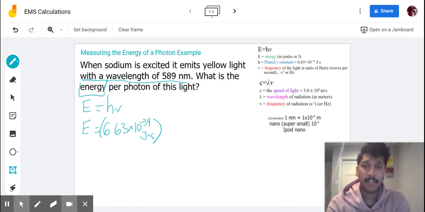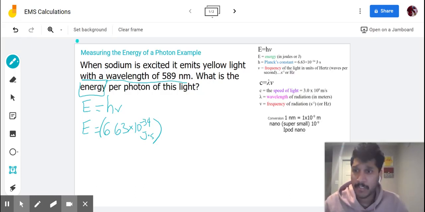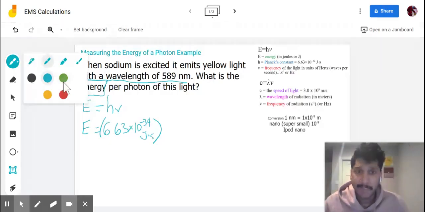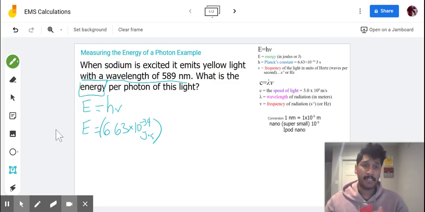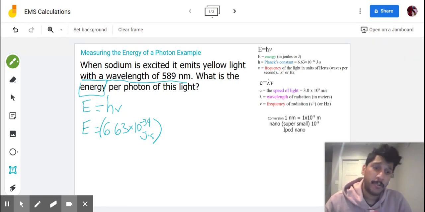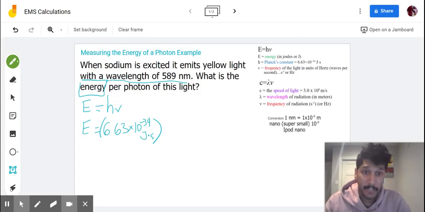So let's take a look and see what our second equation has for us. Let's change colors too while we're at it. Let's go with green. Our second equation is c, the speed of light, equals wavelength times frequency. The speed of light is another constant, 3.0 times 10 to the 8th meters per second. We're given wavelength in our problem, which I underlined earlier. Wavelength is 589 nanometers, and we don't have frequency.